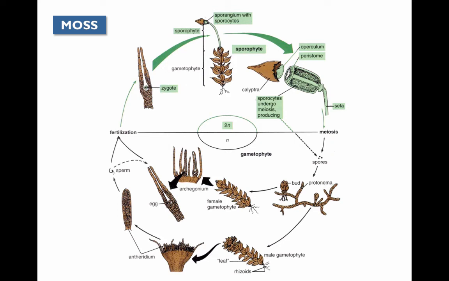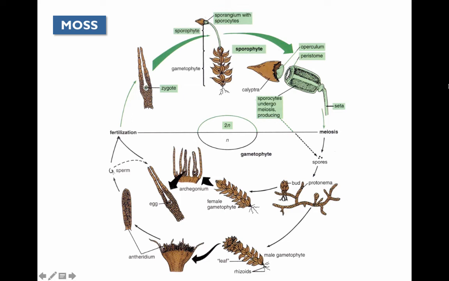But as always, the life cycle is divided by this horizontal line. Here we have meiosis on the right-hand side, which is cell division accompanied by halving of the chromosome number. And here on the left we have fertilization, or the fusion of two cells resulting in doubling of the chromosome number. So everything below this horizontal line is the haploid phase of the life cycle with N chromosomes in each cell. And everything above that horizontal line is the diploid phase of the life cycle with twice as many chromosomes, 2N chromosomes in each cell.